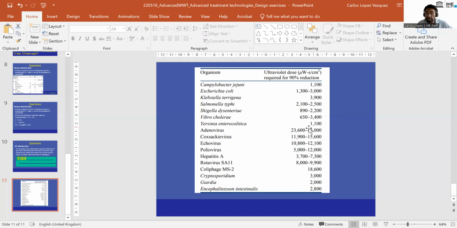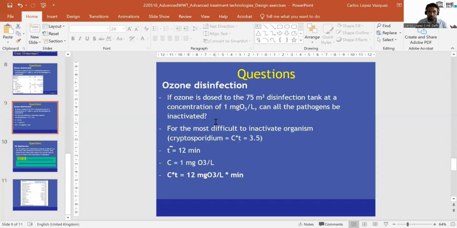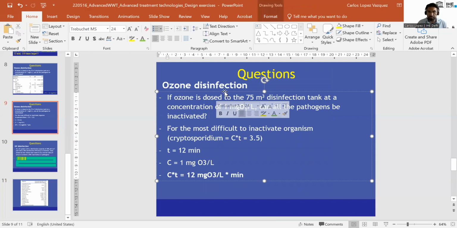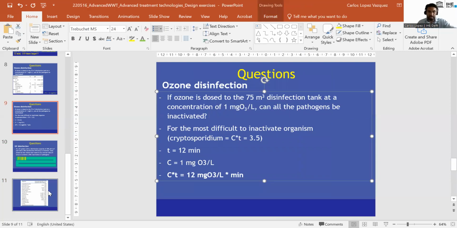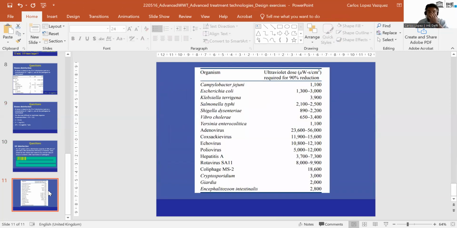So I can use this intensity times time value of 56,000 that will help me in removing the most difficult microorganism. So I can follow a similar approach as before. It is going to be something similar, but in this case, I'm going to do it based on the UV light effects. So let's see what we can do.